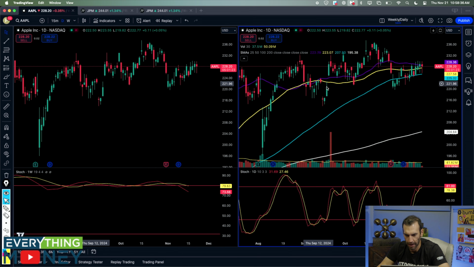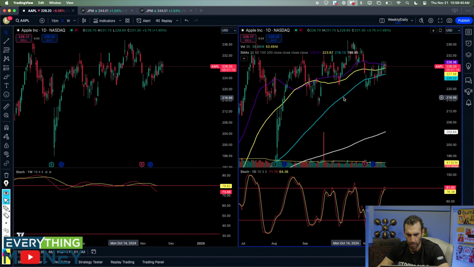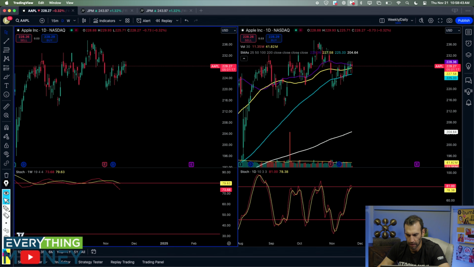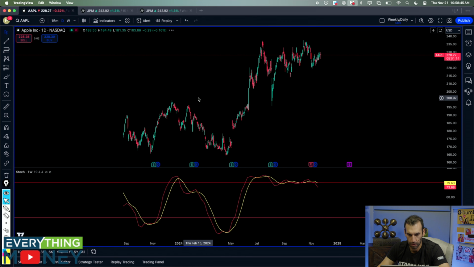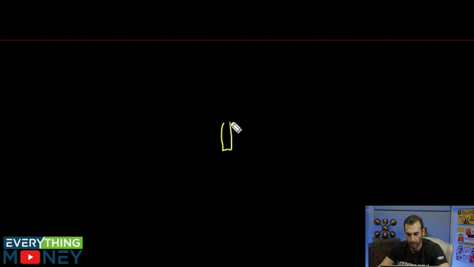Let's see if we can find any tweezer patterns on Apple. And let me show you what a tweezer pattern is before we do anything. So a tweezer is really exactly what it sounds like. You have a candle, and the next day you kind of have the same candle, and you have long wicks on both. So these two wicks right here, these are your tweezers.